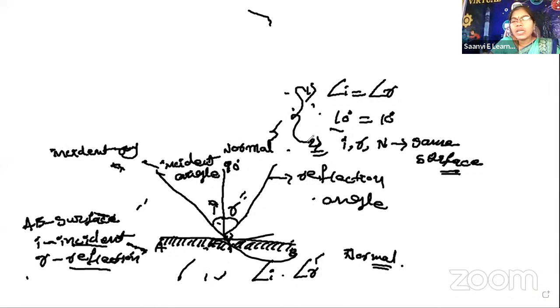And the normal is always perpendicular to the surface. The incident angle is denoted by angle I. The angle of reflection is denoted by angle R. Okay. And the laws of reflection are two. First, angle I equals angle R. And second, the incident ray, the reflected ray and the normal all three lie in the same plane.